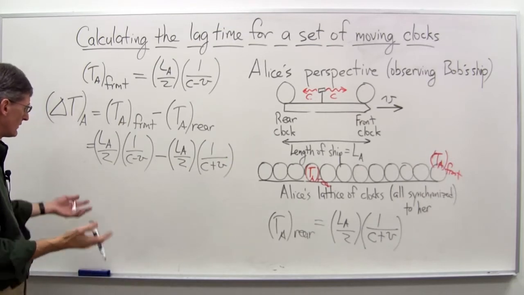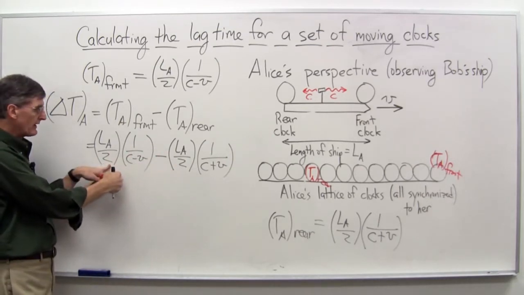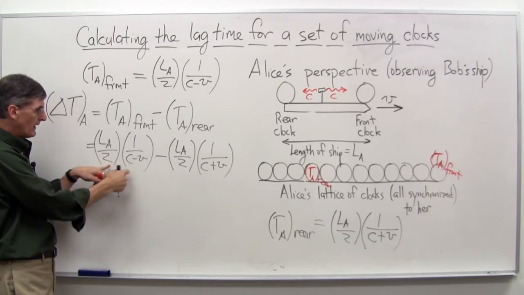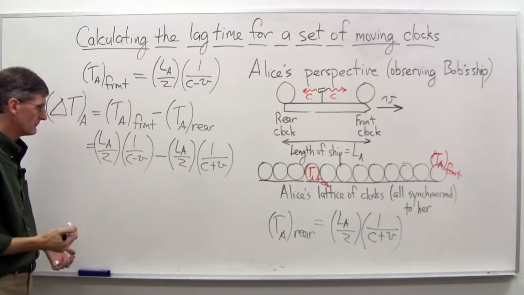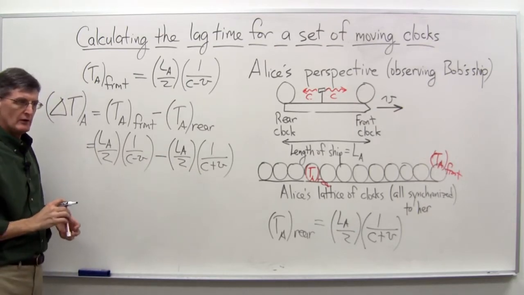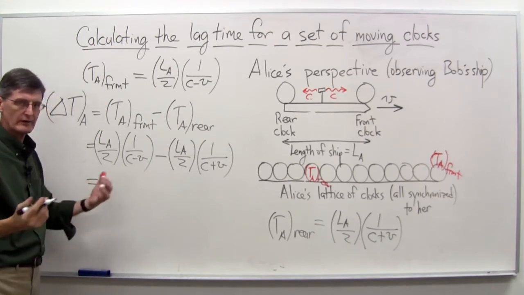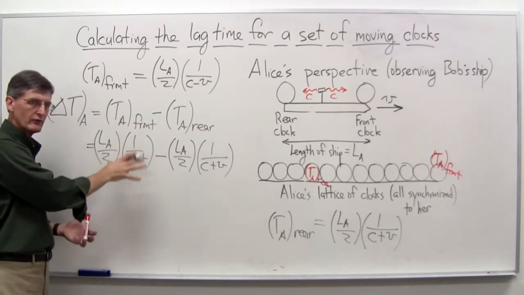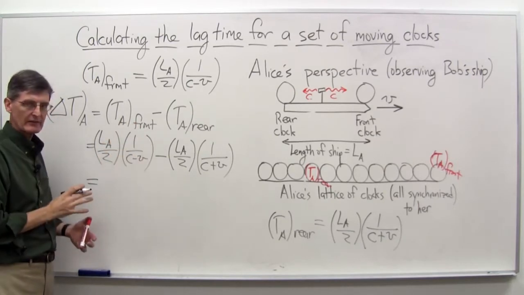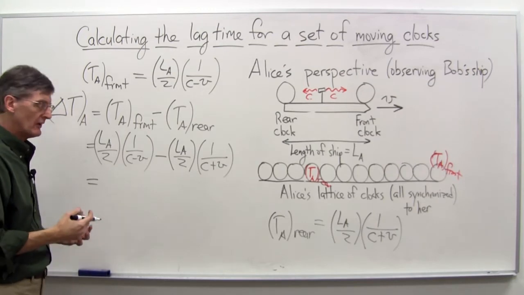A little algebra is required here. It's interesting what happens, because you look at it and say, well, there's not much difference. Clearly, I've got an LA over 2. We can pull that out in each case. And then we just have the 1 over C minus V minus the 1 over C plus V. It doesn't look like that would be too difficult or give us some interesting results. But here's what happens. I'll leave a little exercise for you to take this and get to the next line we're going to write down. You can check it against the answer here.